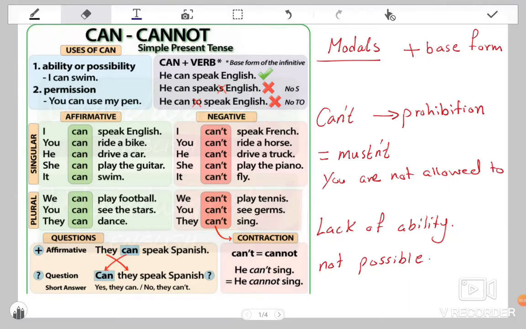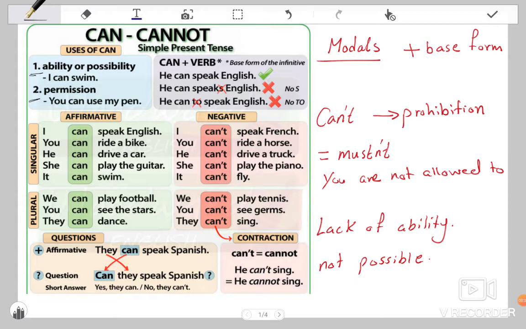My dear students. Today our lesson is about modals and we will start with can and can't. Can is the affirmative form and can't is the negative form. Now when we talk about can, we have two uses for the word can. The first one is the ability or the possibility, which means I have the ability to do something or it is possible for me to do something.